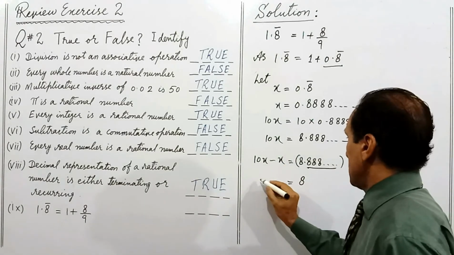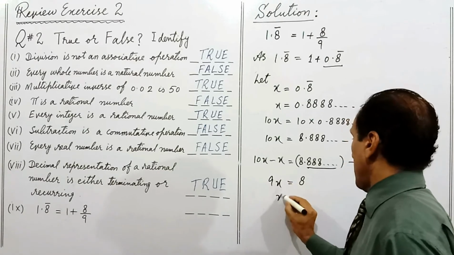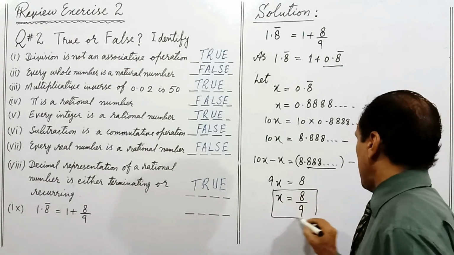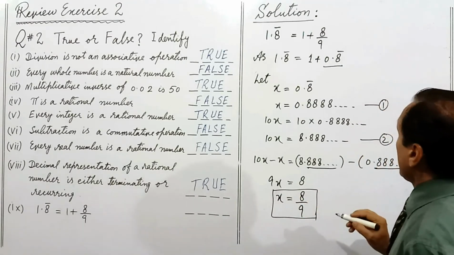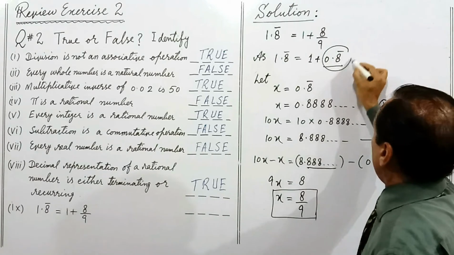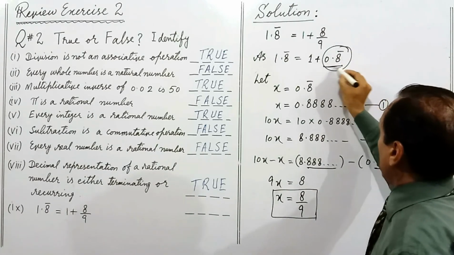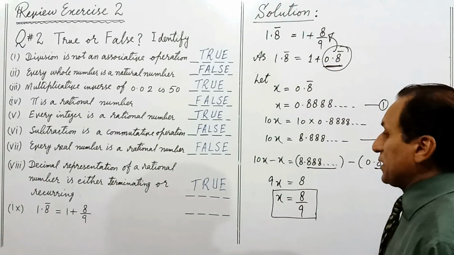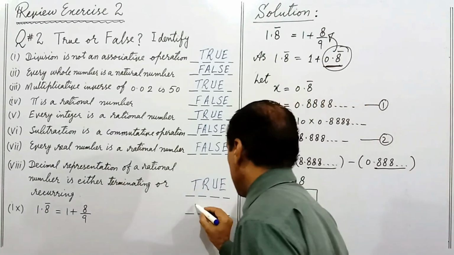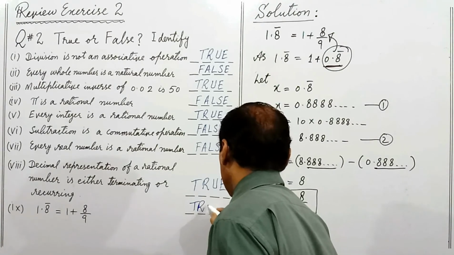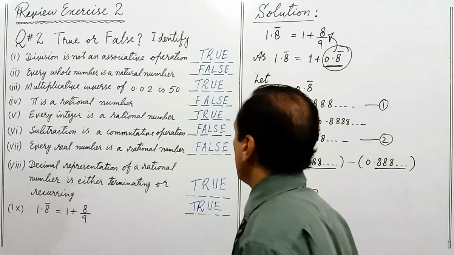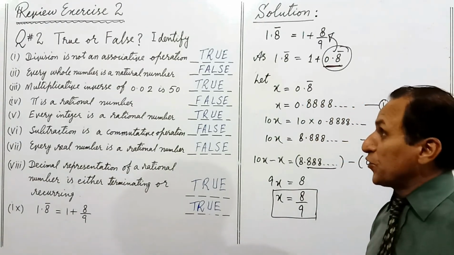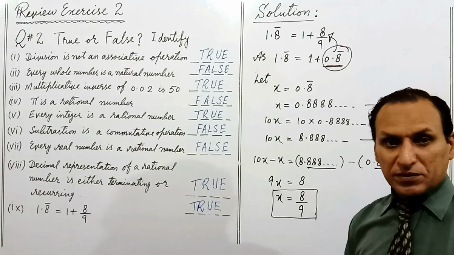10x minus x is equal to 9x, and x will be equal to 8 over 9. Hence we get the value of x as 8 over 9, and if we put the value 8 over 9 in place of 0.8 bar, we get the same value, equal to the right hand side. Hence that statement is true. So that is all for question number 2, the identification of true and false statements. Thank you.